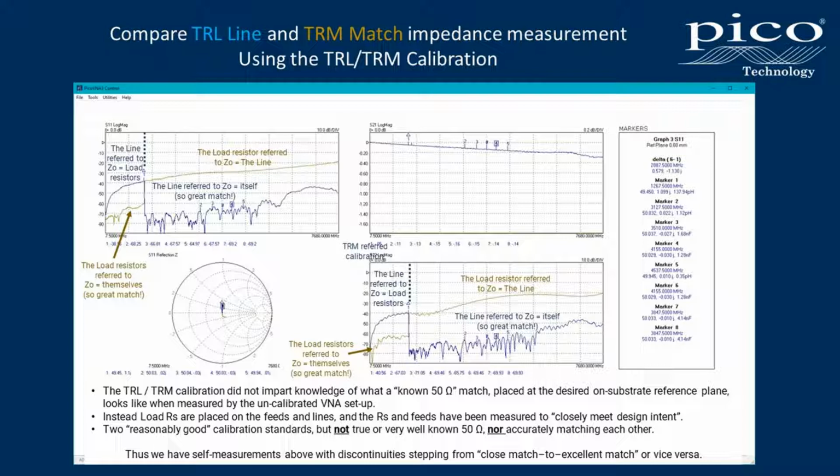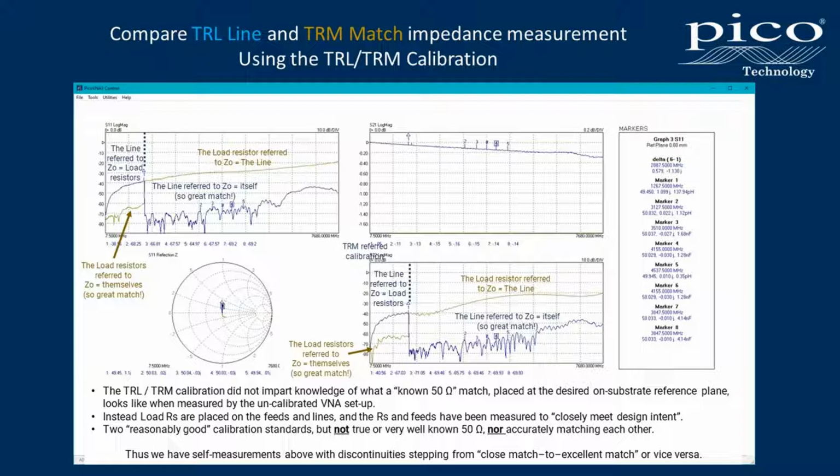So I think the important takeaways at this point are that the TRL TRM calibration, using the standards on this board, did not impart any knowledge of what a known 50 ohm match looks like. We didn't use a characterized 50 ohm load at any point. So this TRL TRM calibration doesn't know anything about true 50 ohm, and certainly not a true 50 ohm placed on the substrate at the reference plane that we wish to use.